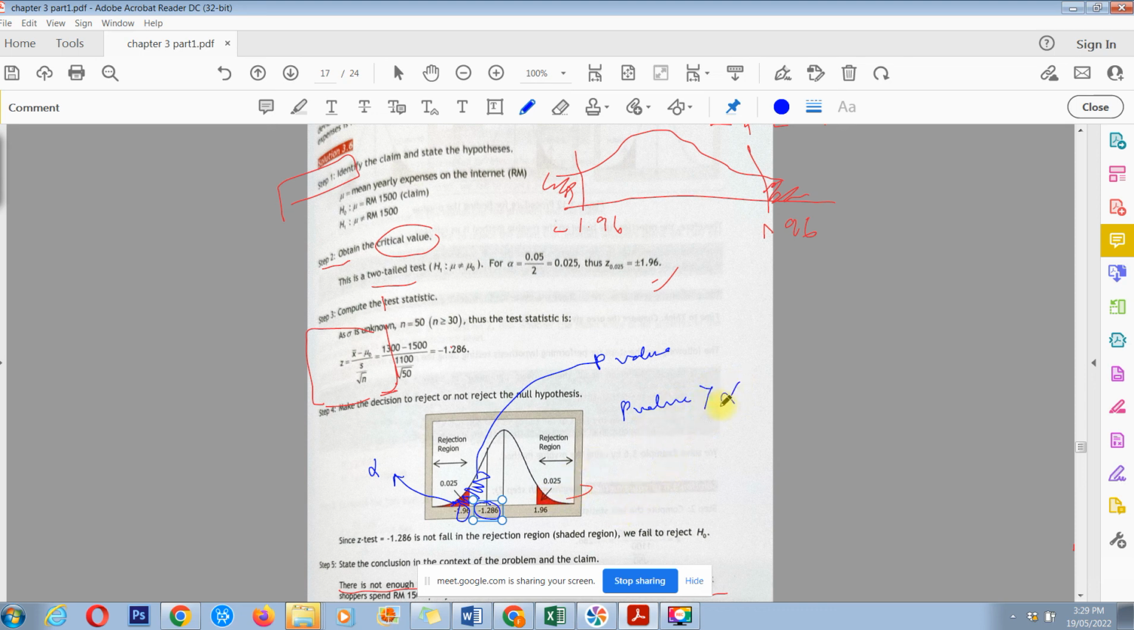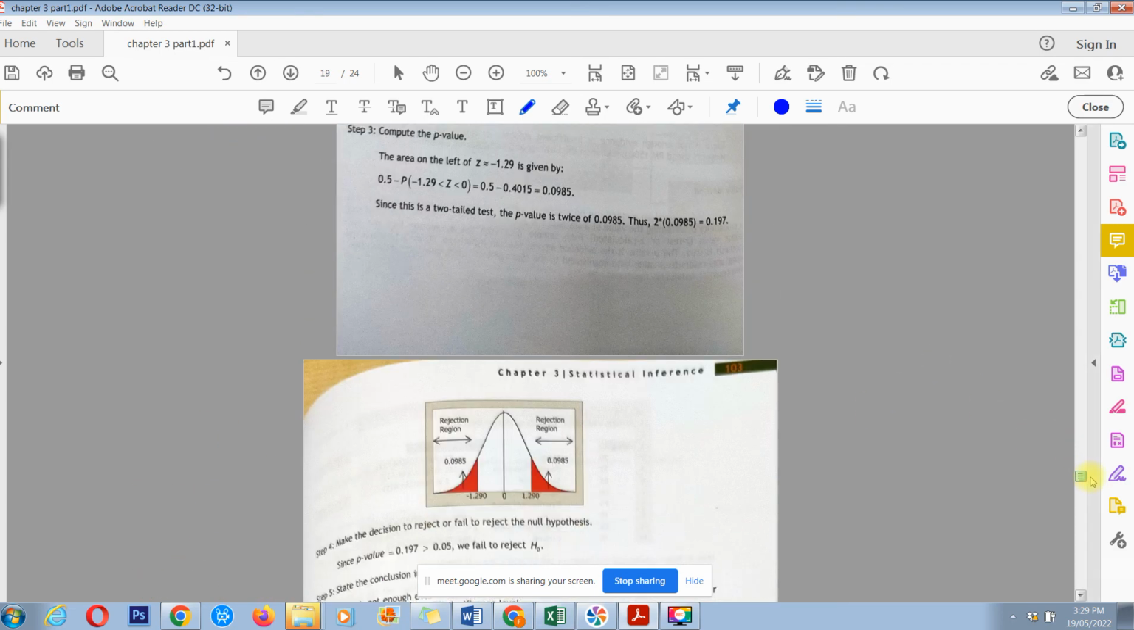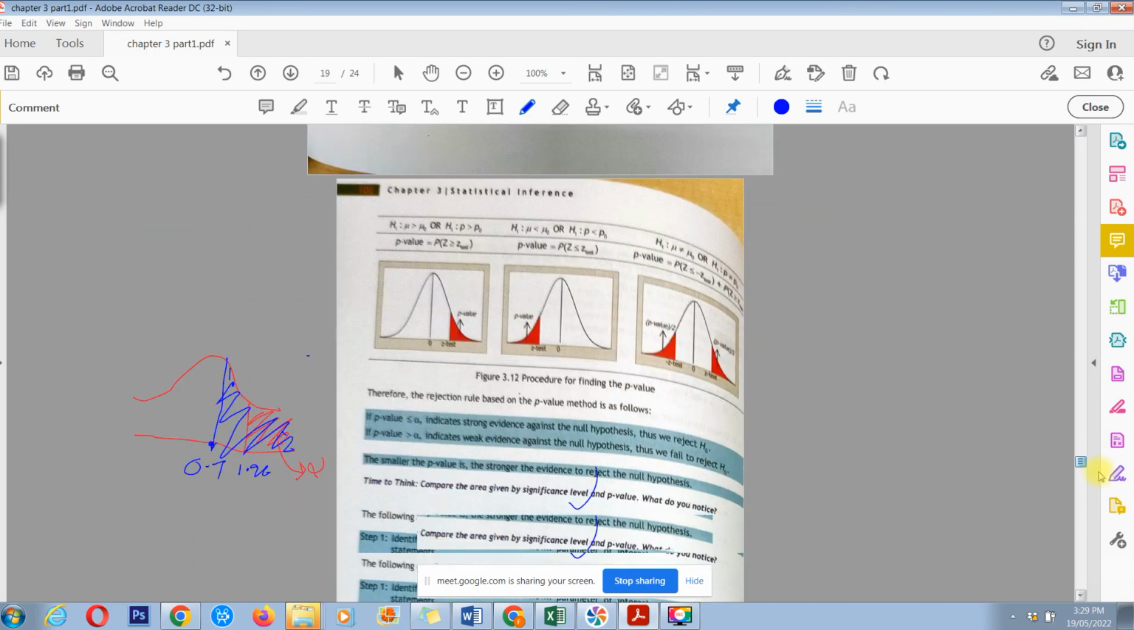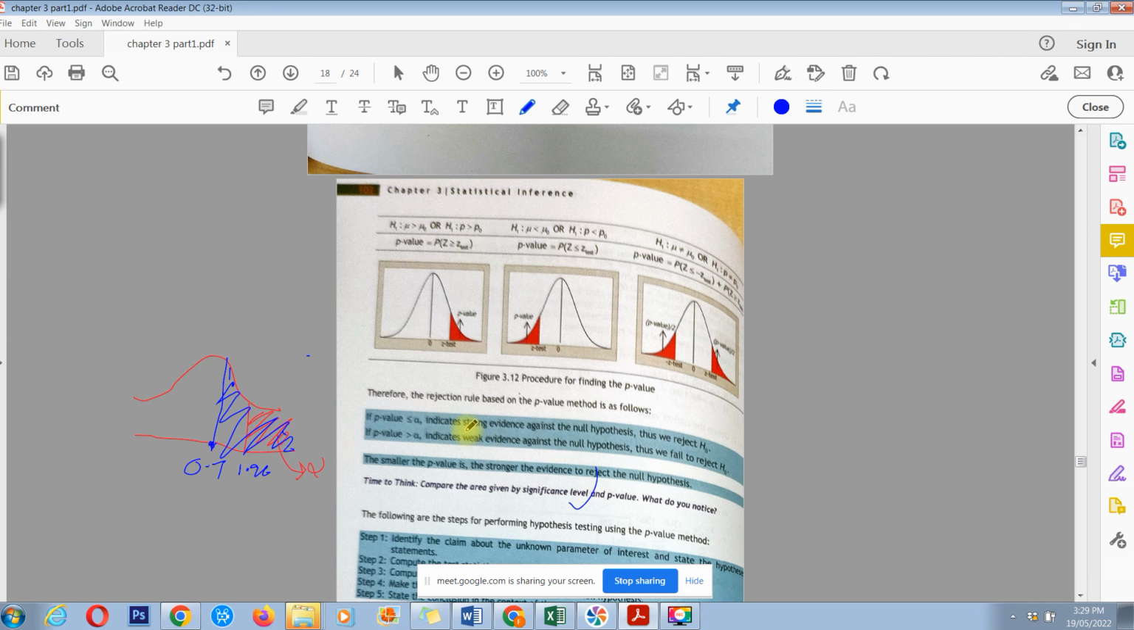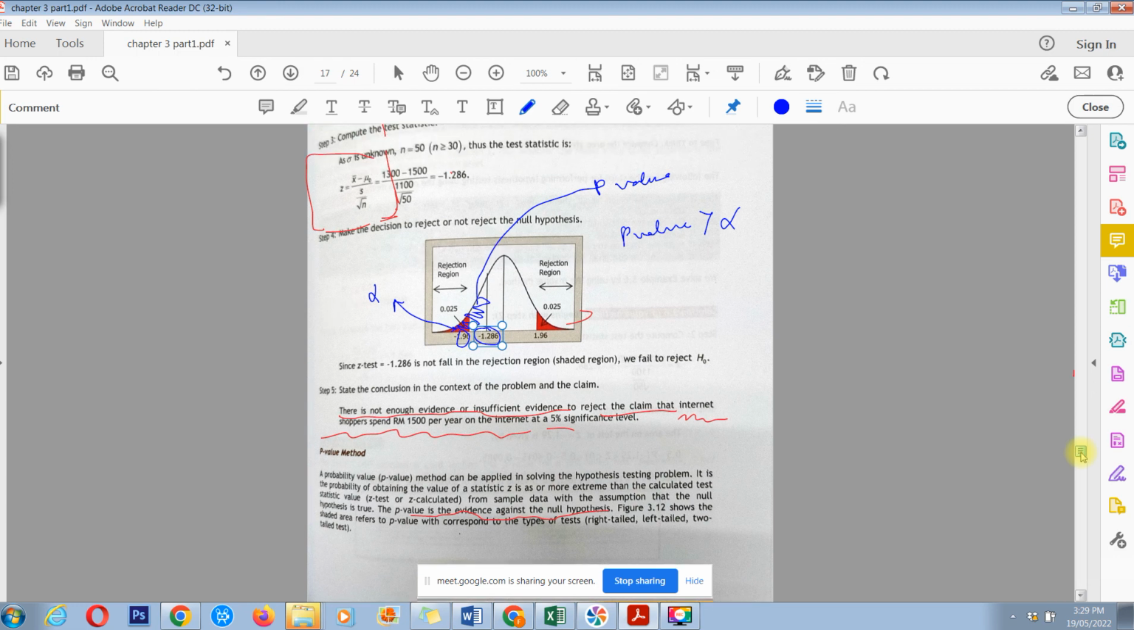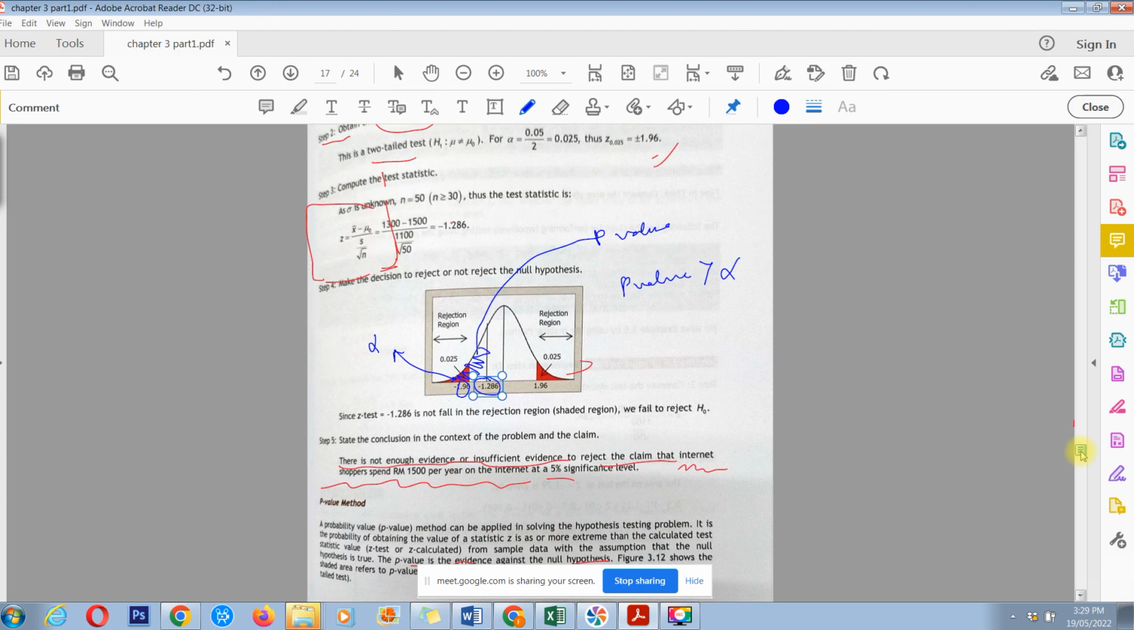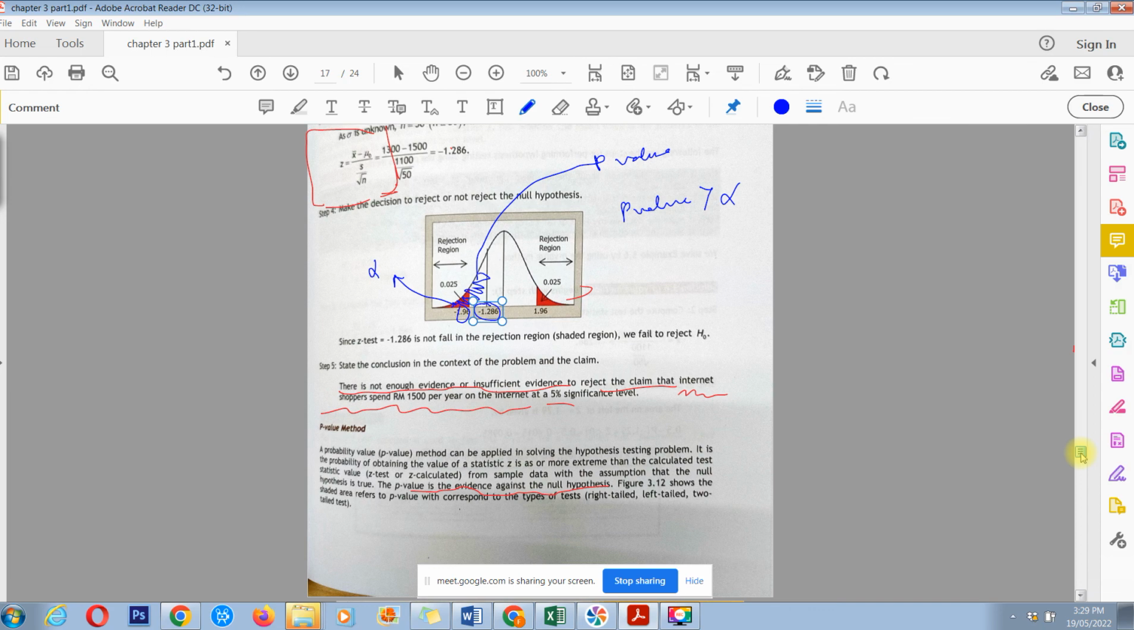P value greater than alpha means that this one is here, the value here. So that's why it says fail to reject. And it says fail to reject. Now you can see the difference. So it says there is weak evidence, thus fail to reject. So we accept. Like the one above earlier, we accept. We accept this one above.